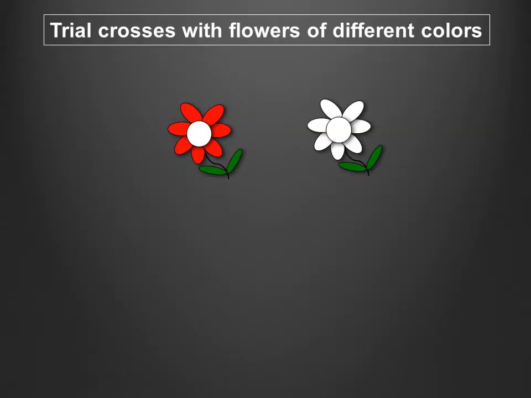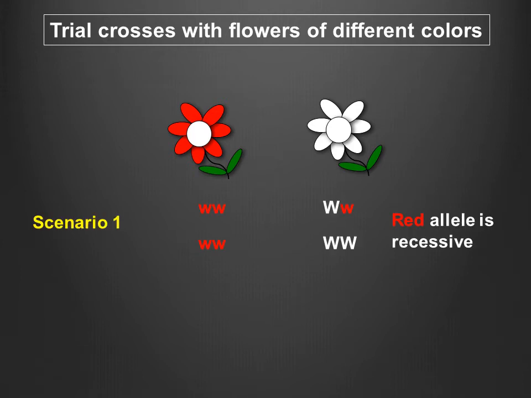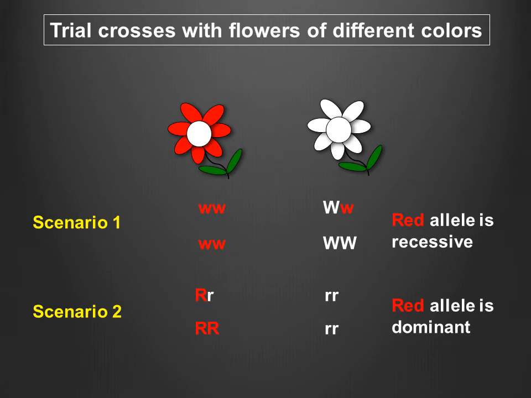Now we can move on to the second type of trial cross, one in which the parents are of two different phenotypes. In this case, regardless of the scenario being tested, there are two possibilities for the parents' genotypes. One of the parents must be homozygous recessive, while the other parent could be homozygous dominant or heterozygous.